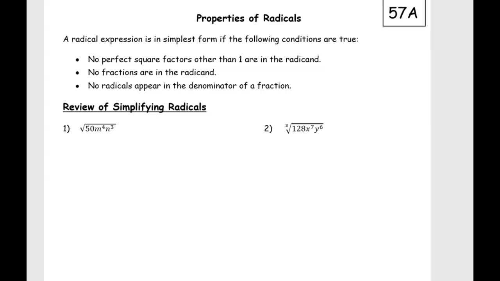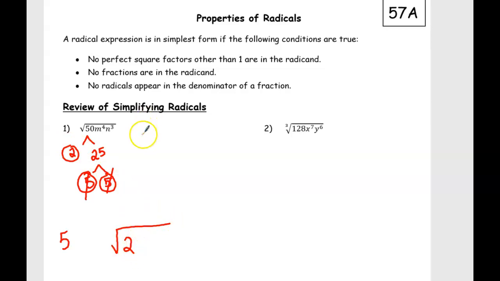So if I look at the first one, I'm going to take the number 50 and I'm going to split it up. I'll do 2 times 25, and 25 I can do 5 times 5. All right, so my index is 2, so I'm looking for my doubles. I have double 5, so that's going to come out. And then what's left inside is just 1, 2. Okay, so it's not crossed out.